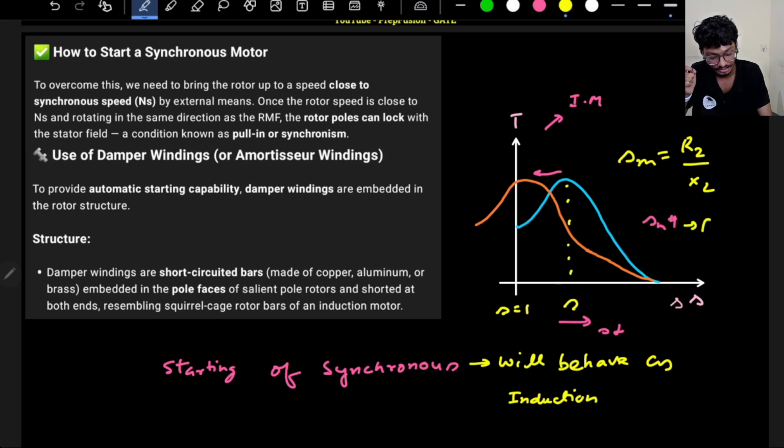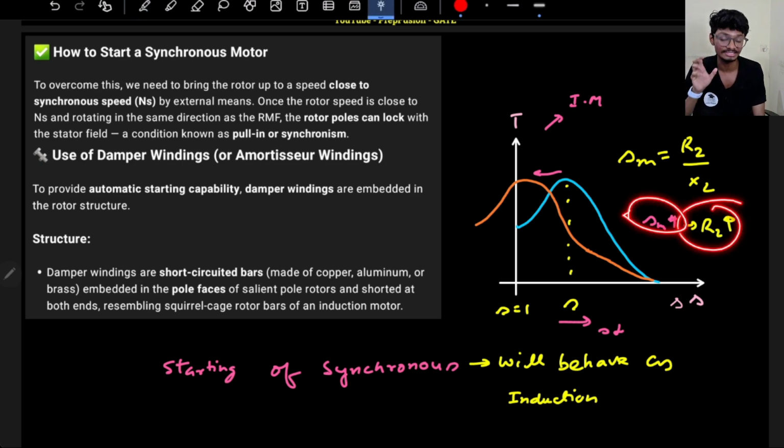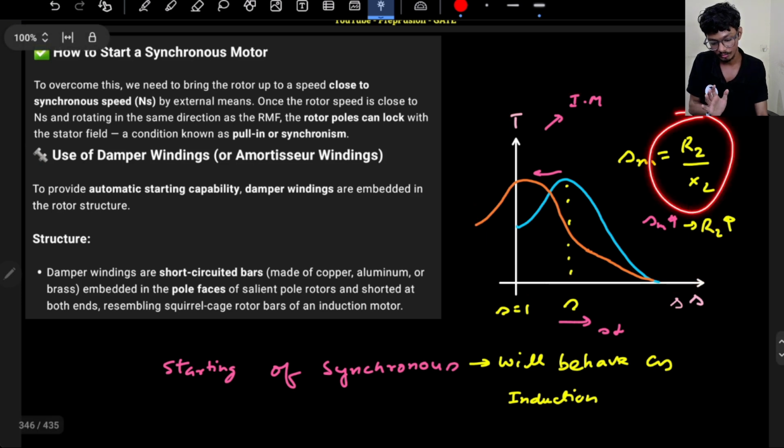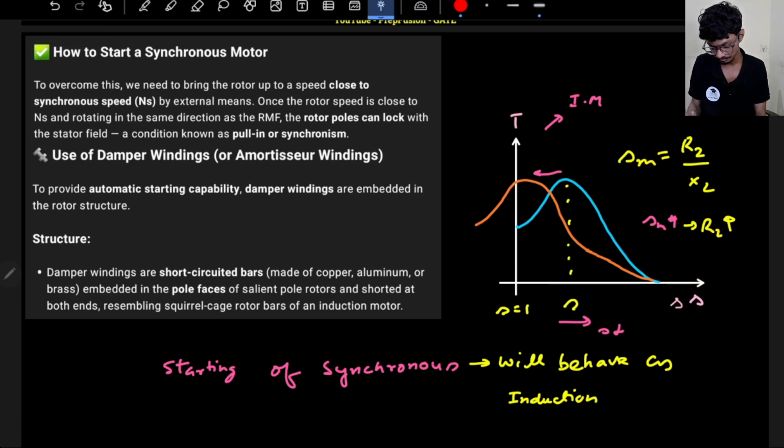That's why we want to increase the rotor resistance R2. If I increase my rotor resistance R2, my slip at maximum torque will increase, hence I will get the maximum torque at the starting. That is the reason why we make our damper windings high resistance. In the previous lecture also I mentioned it. So I hope it is clearer now why we want to increase the damper winding resistance.